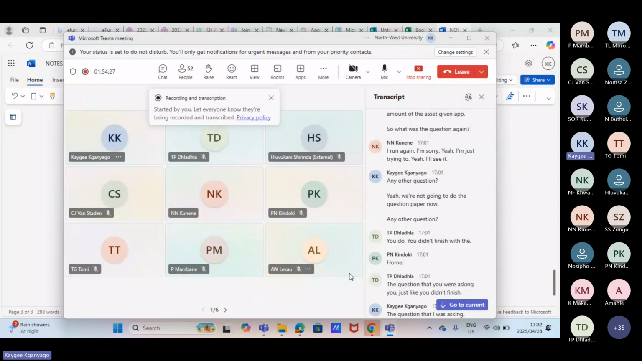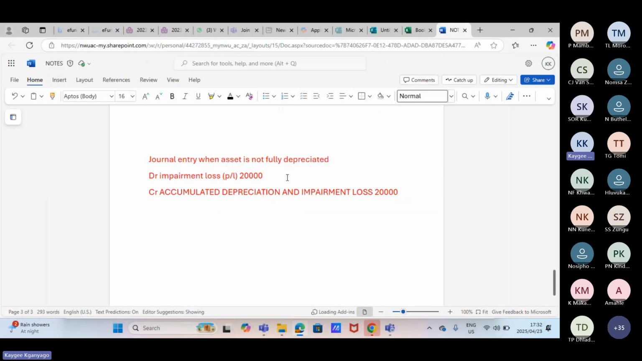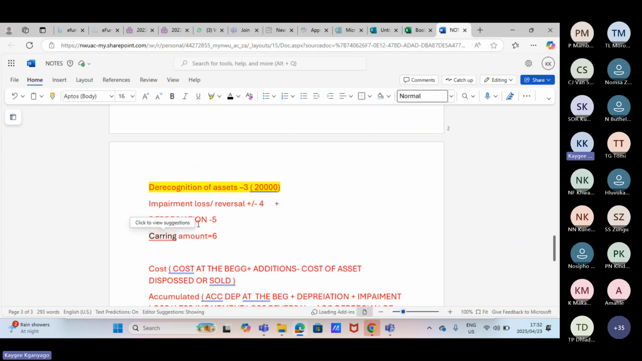Now I'm confused because I heard you speaking about the disposal of the asset before you did the journal entry. So what is this journal entry for? Is it for the impairment loss or is it for the disposal of the asset? Okay, this journal entry is relating to the disposal of the asset. It's not the normal impairment loss that you can write in your PPE note. It is there for the purpose of de-recognition.